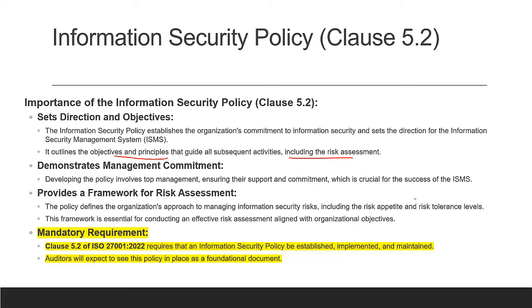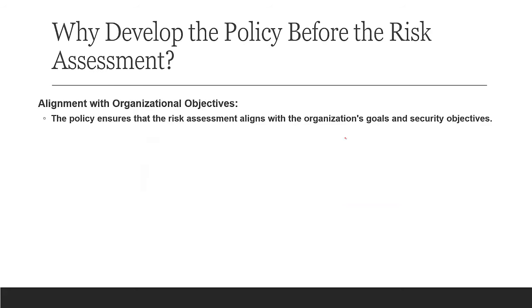Now there is a question you always receive: why do we develop policy before risk assessment? Because policy is a control, and control we can do based on risk assessment. You need to understand one thing, risk assessment is a core function of information security. And if someone says tomorrow, why are we doing this? We need to say, okay, we have information security governance. That is why we're doing a risk assessment. That's why we say, develop the policy before risk assessment.